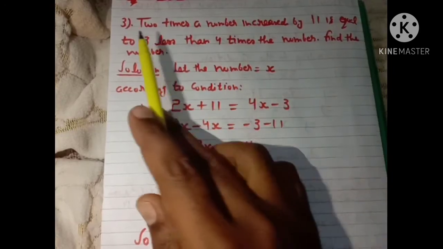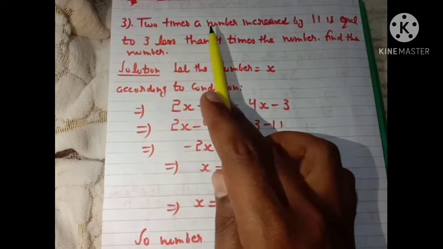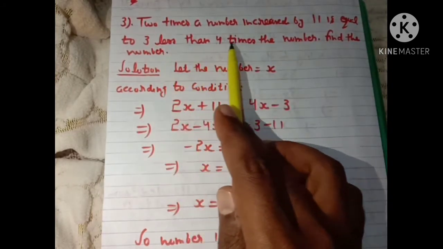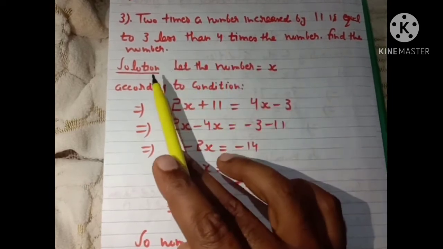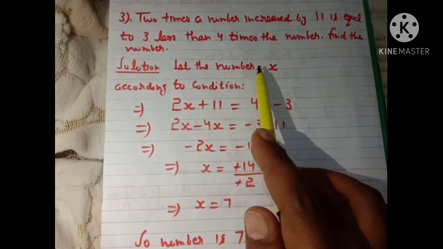Okay, now you can see the third sum. In the third sum the statement is given: 2 times the number increased by 11 is equal to 3 less than 4 times the number. So find the number. Here we have to find out the number again. So first of all again we have to suppose the number, that is x. So let the number be x.